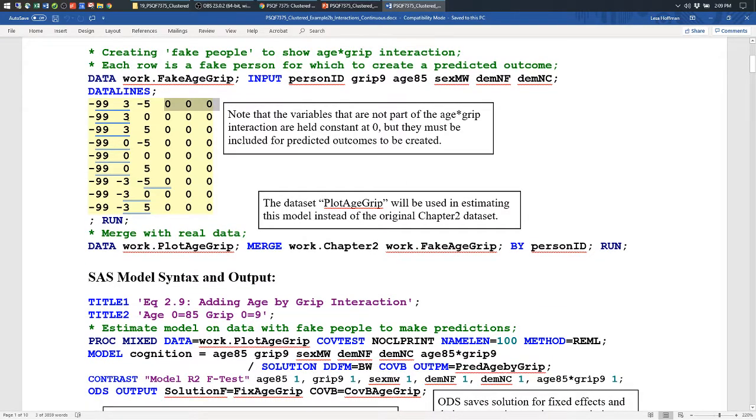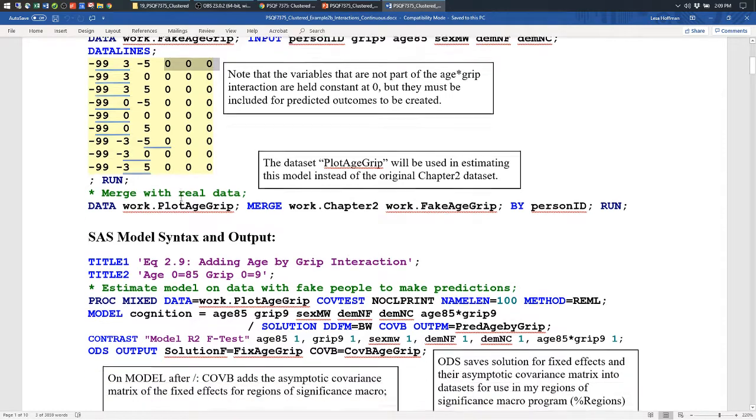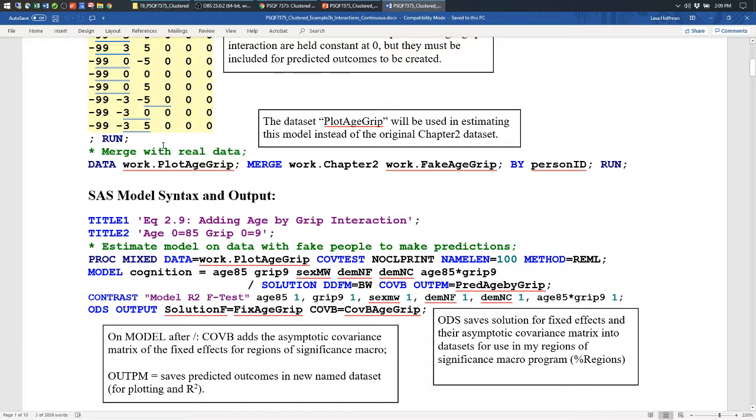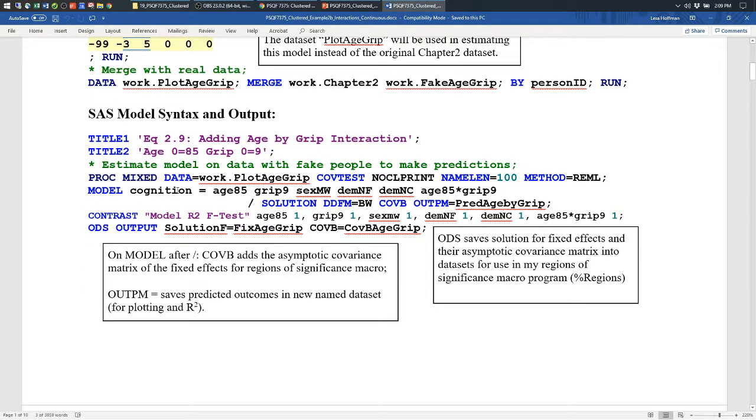Then I merge that fake data set with the real one. And what happens is that I can ask the program to create predicted values. It will do so for every case in the data set, even the fake people, and then I have those predictions without having to write lots and lots of lines of code to get them. Because the fake people don't have an outcome, they don't hurt anything. So they're not used in estimating the model, but they are used in the post-estimation of creating predicted values. So this is a thing that we have to do in programs such as SAS or SPSS, where there's no quick and easy way to ask for predictions. So that's what that's about.